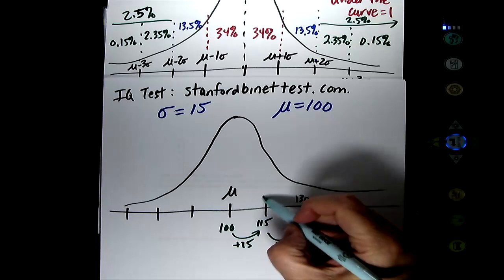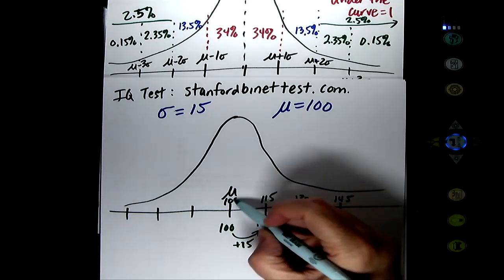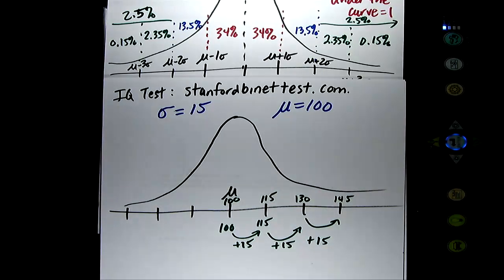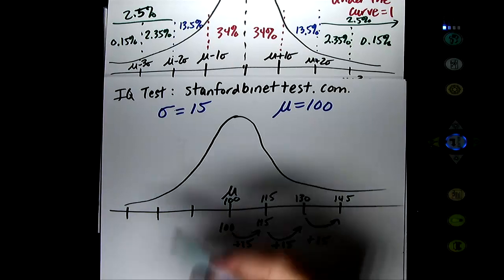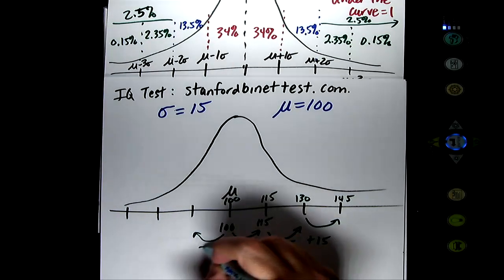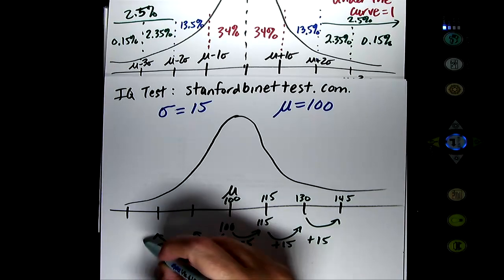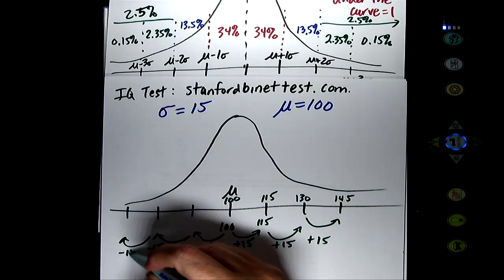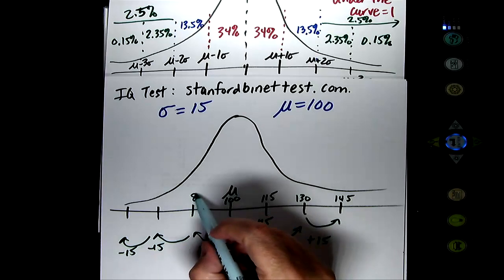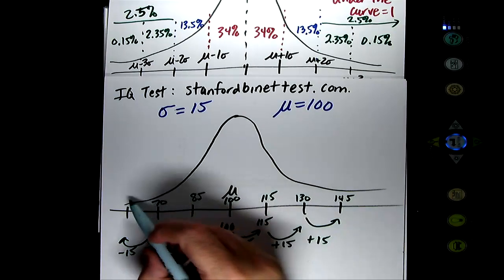Maybe I should put them above it, since I've messed up the bottom already. When we go the other way, we subtract 15 each time: 85, 70, 55.